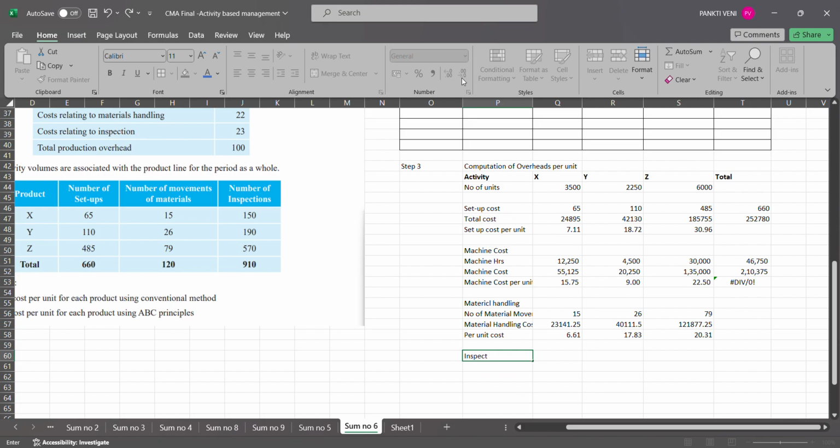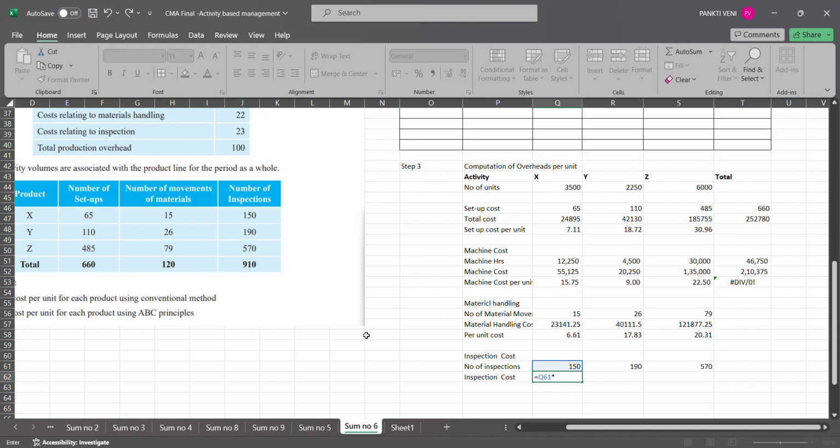After that, I'll go for inspection. Inspection cost. So how much? First, I'll write down the number of inspections. For the order, I'm referring to the table above, and the number of inspections I'm taking from this table. So I have 150, 190, and 570. Now, what is next? Inspection cost.